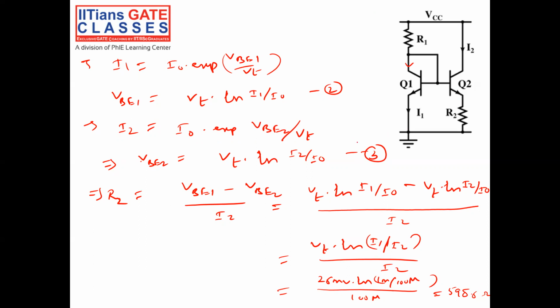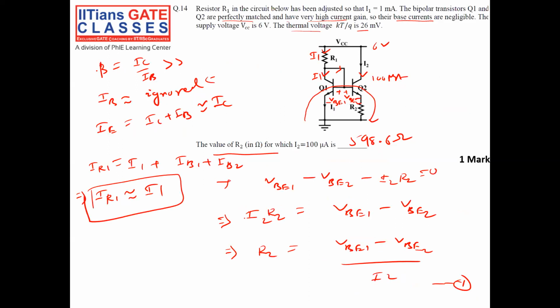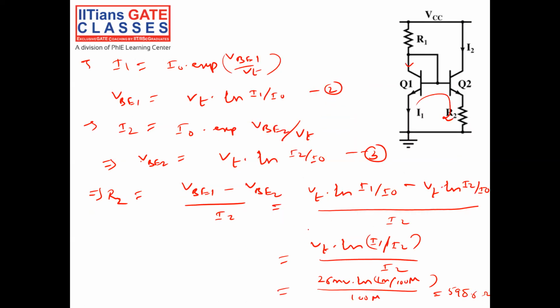So it's a very easy question, right? Just put a KVL in this loop, and then you will get the equation as VB1 minus VB2 by I2 is R2. Then the way to calculate VB1 is very straightforward. If you know the diode equation, it is easy to calculate VB1. Similarly, VB2. Just plug in all these values to get the answer of R2. Okay. Let us see the next question.